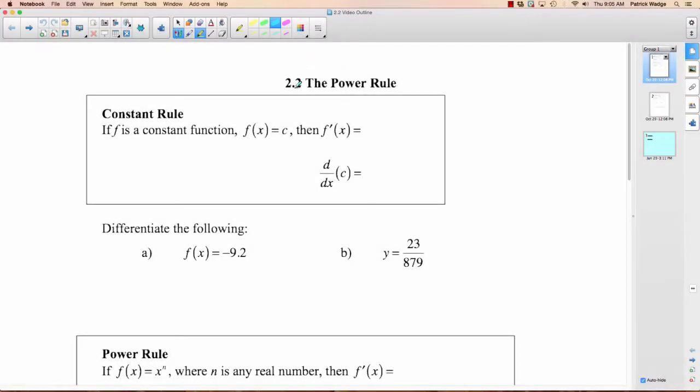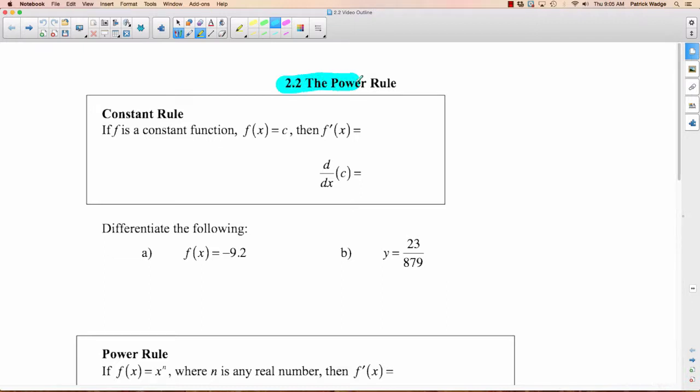As I said last day, the next few lessons, the rest of this chapter, are really important. If you're going to be successful in calculus, you've got to figure this stuff out. So we're going to start with 2.2, which is on the power rule. First, what we're going to do in the next bunch of days is come up with a bunch of rules that allow us to find derivatives very quickly.